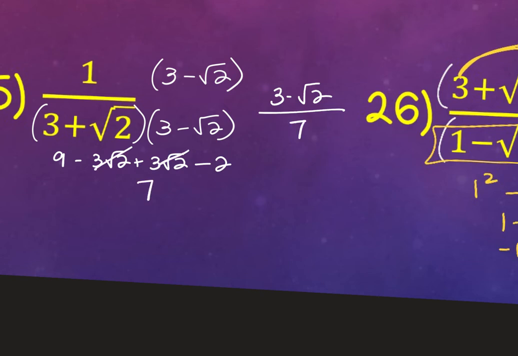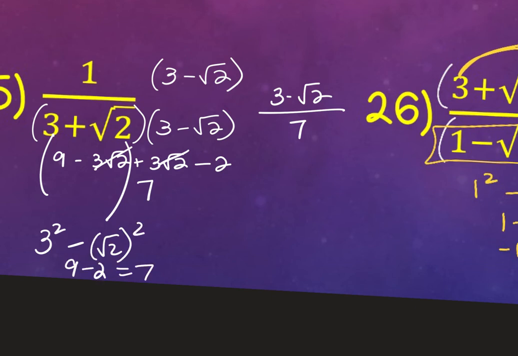Or I can do the shortcut, which is square the first one minus square the second one. 9 minus 2, which is 7. So again, the shortcut only works when you're multiplying by an opposite, right? Because we do the conjugate, the opposite, that's the only time we can use that shortcut. Any other time, we're going to FOIL it out.